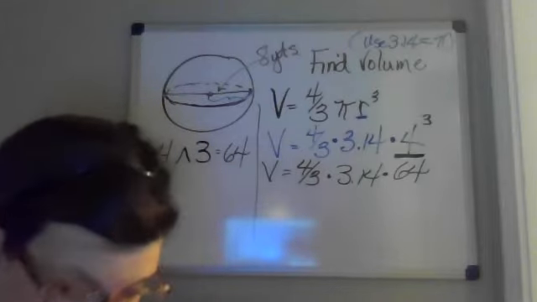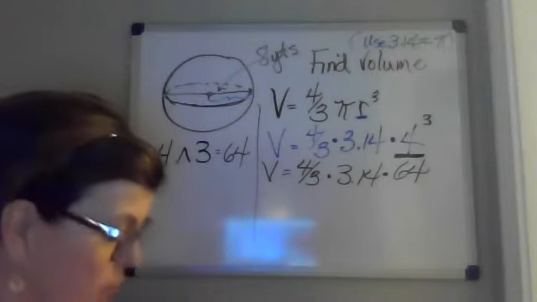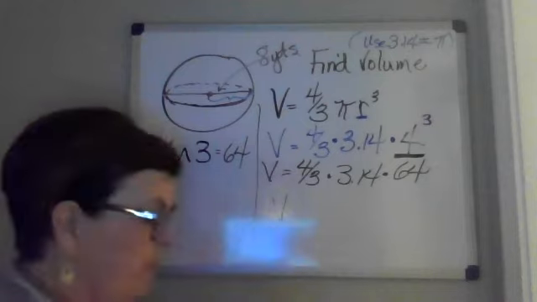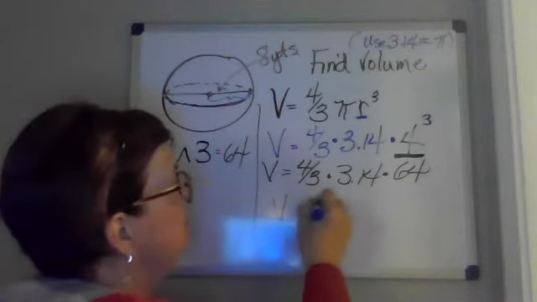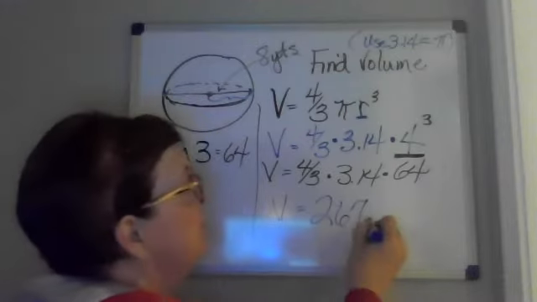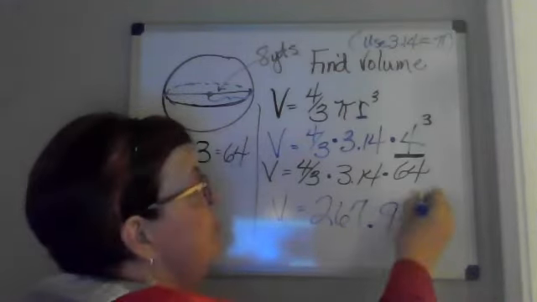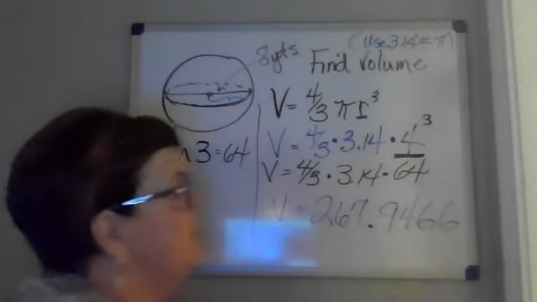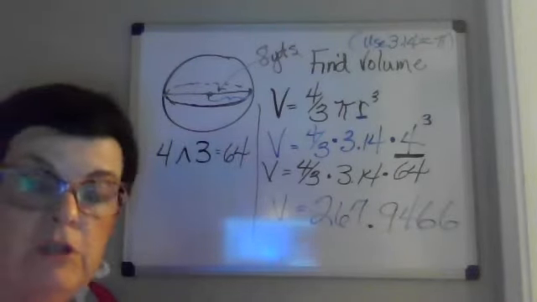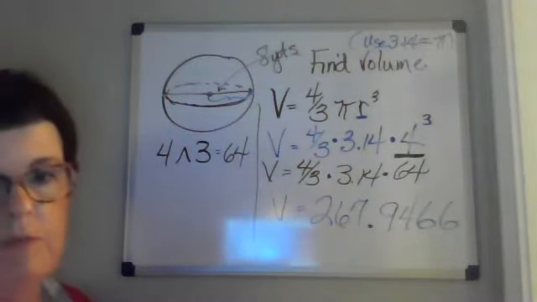And the answer, since we didn't use the pi button, it probably will not give you an answer in terms of pi. So you'll have volume equals 267.94666, and it keeps on going. Now, what if they tell you to round your answer to the nearest hundredths place?